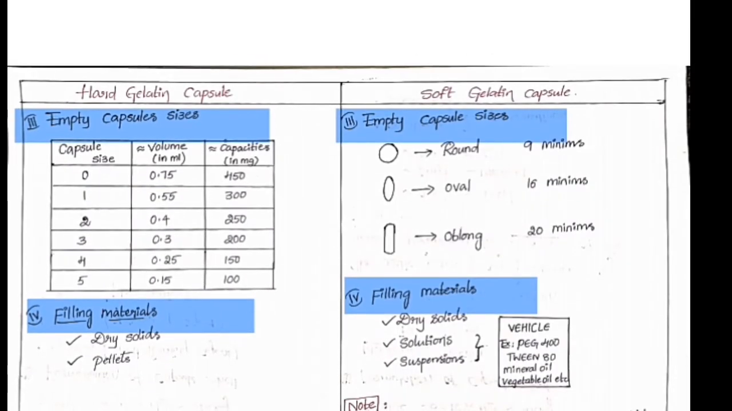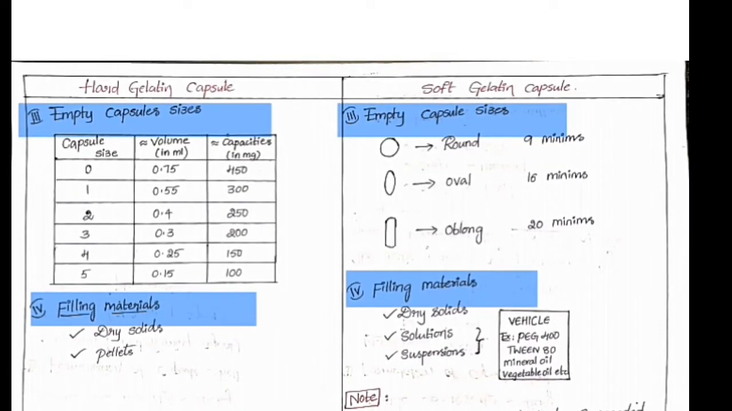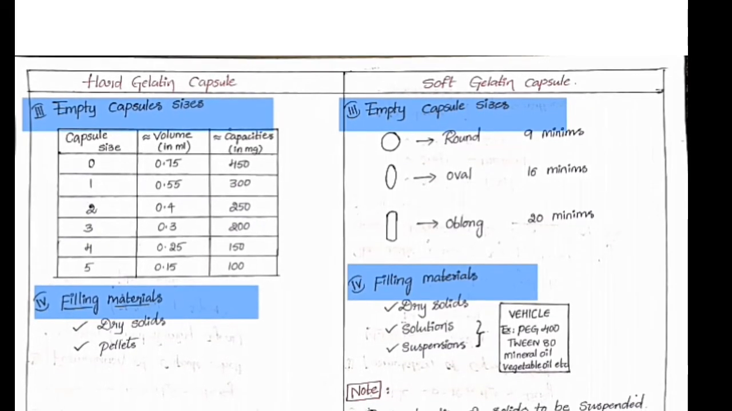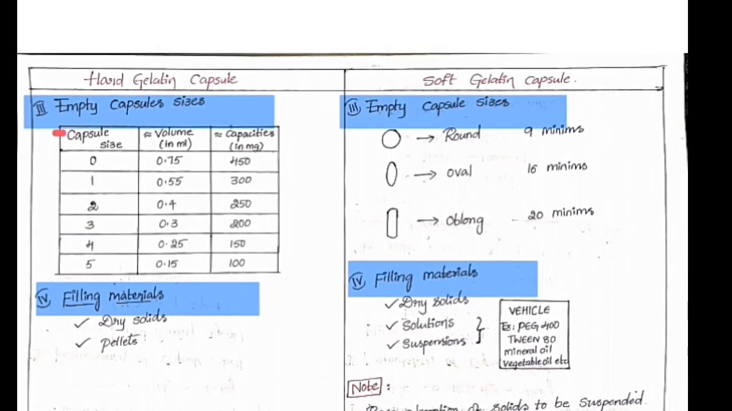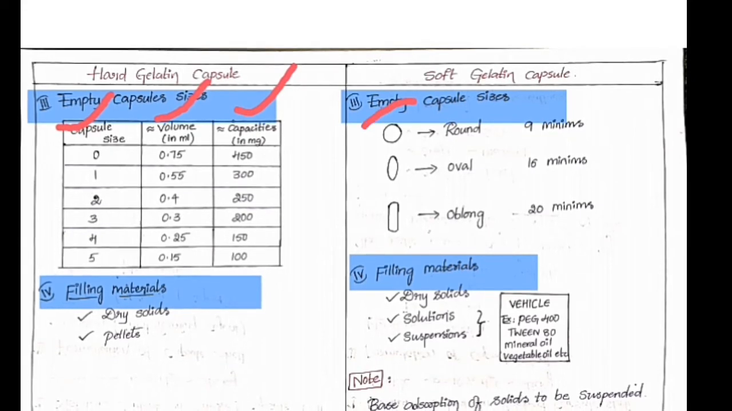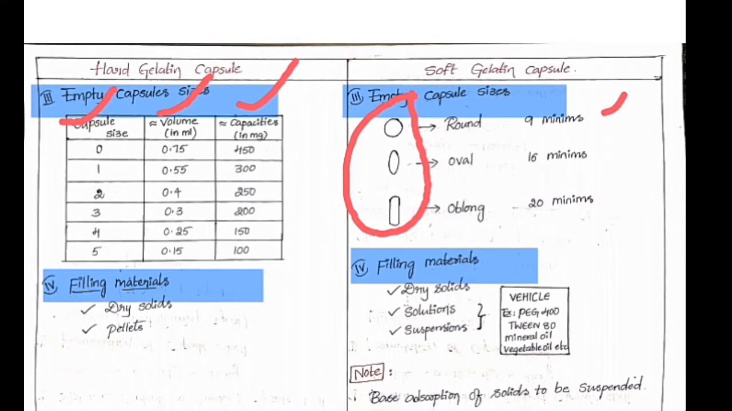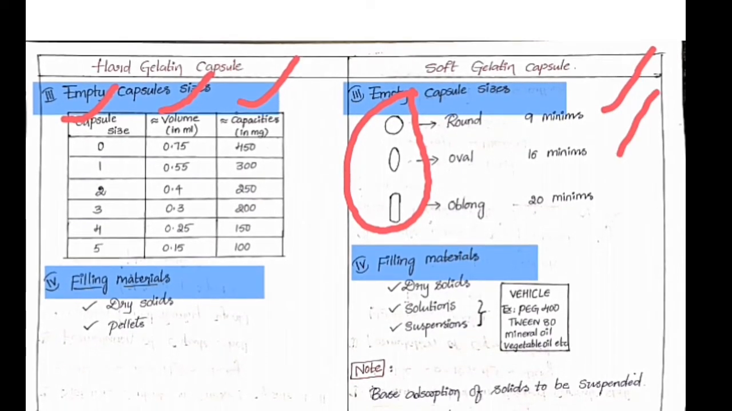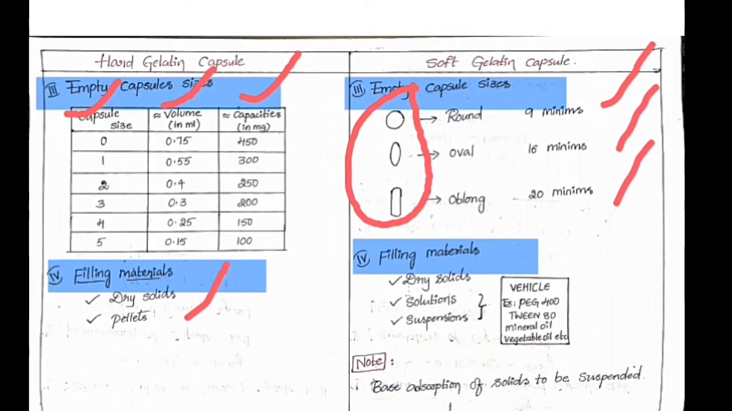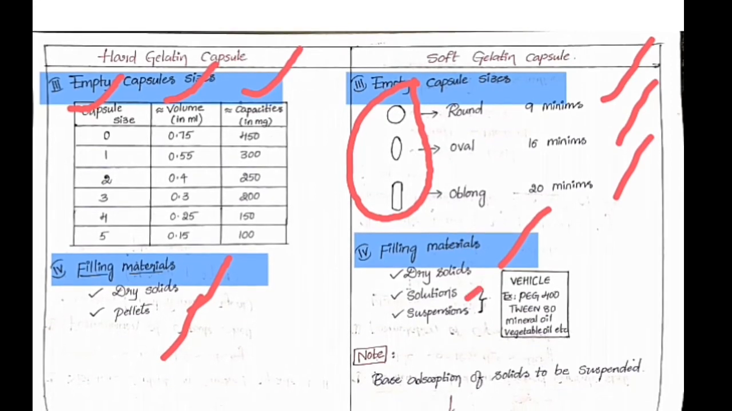Now let us see the hard gelatin capsule empty capsule sizes. I represented here the capsule sizes along with the volumes and their capacities. Here for the soft gelatin capsule, these are the shapes of the soft gelatin capsules and their capacities. For hard gelatin capsule, we can fill only dry solids and pellets, whereas for the soft gelatin capsule, we can fill dry solids, solutions, and suspensions.